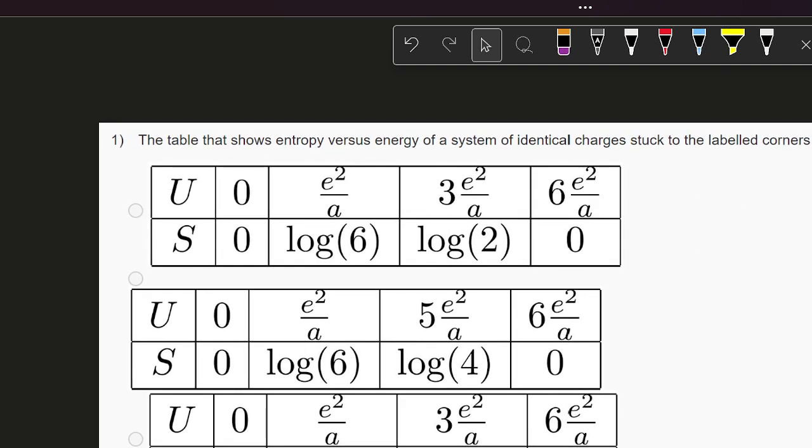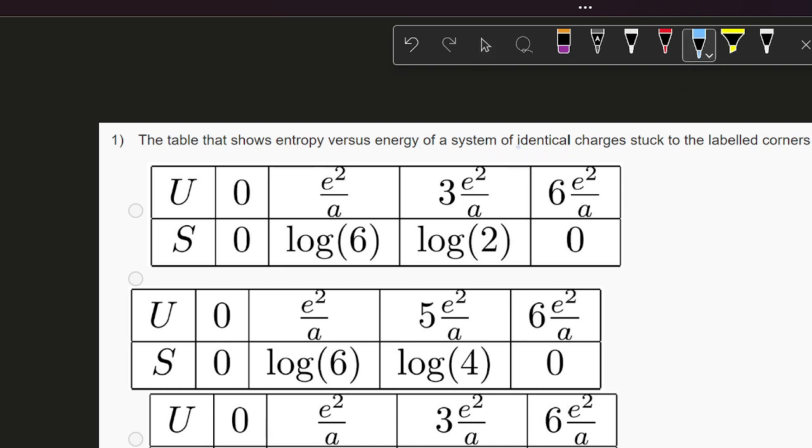Yeah, so I was saying that we have been given a table, and the table shows entropy versus internal energy, or U. U is the energy and S is the entropy of a system of identical charges that are stuck to the labeled corners of a tetrahedron. So first of all, we need to understand what the system given in the question is, what is the type of the system, how you can construct the system.